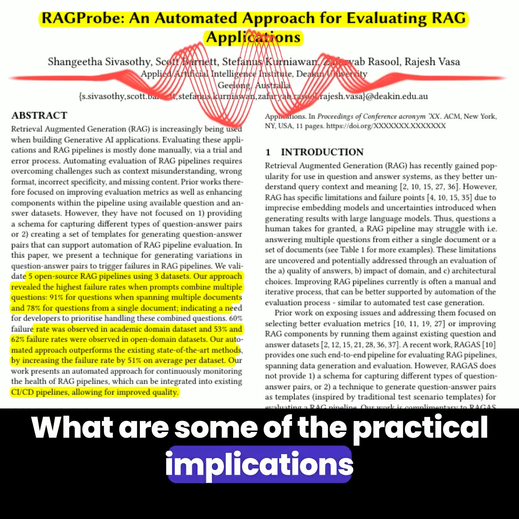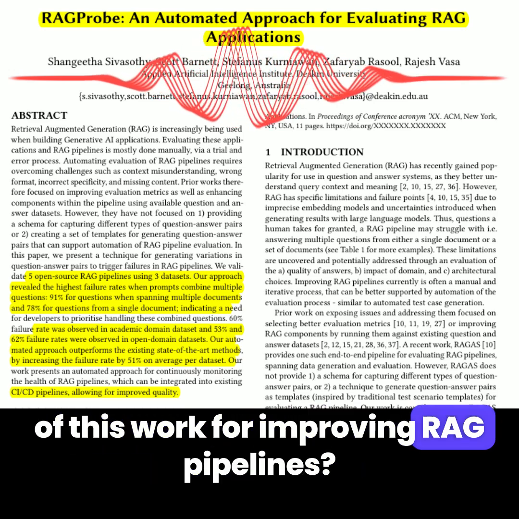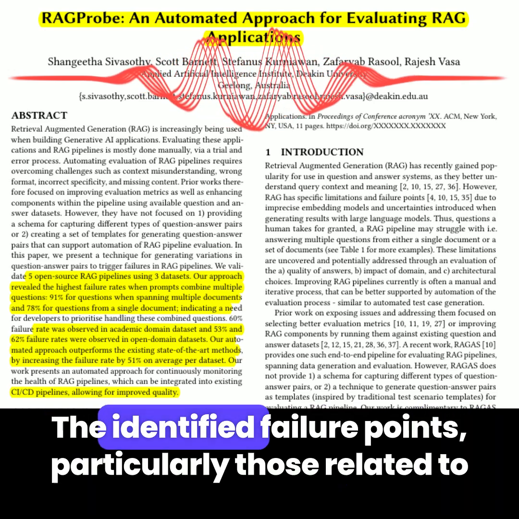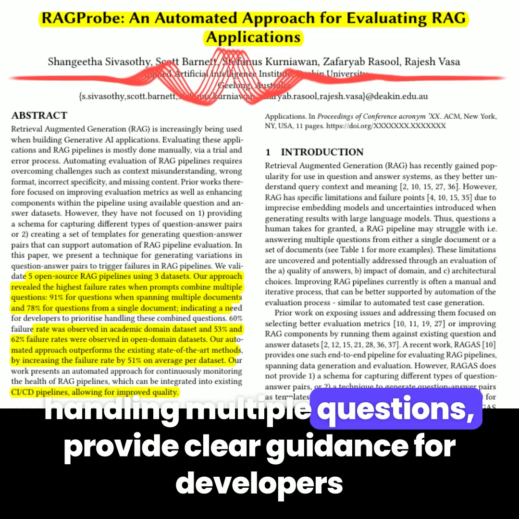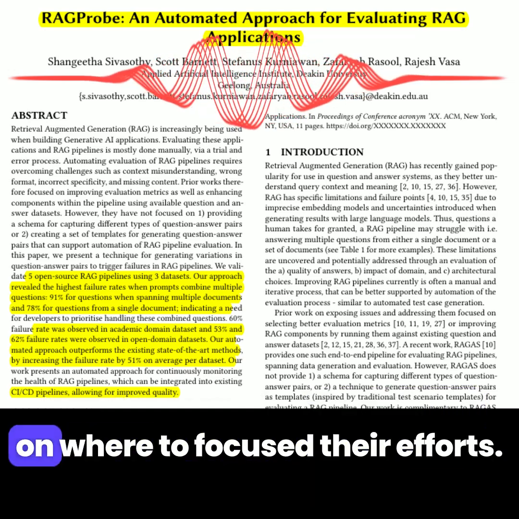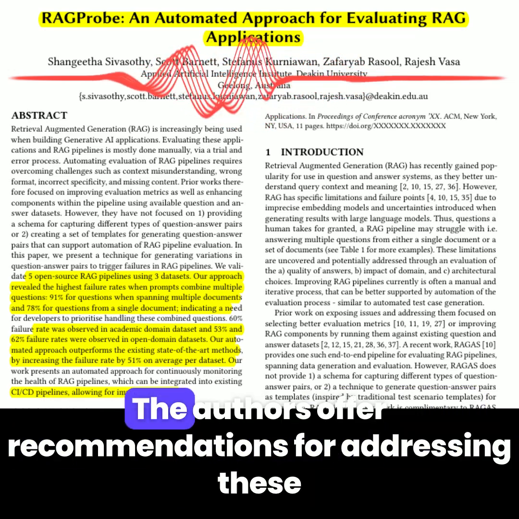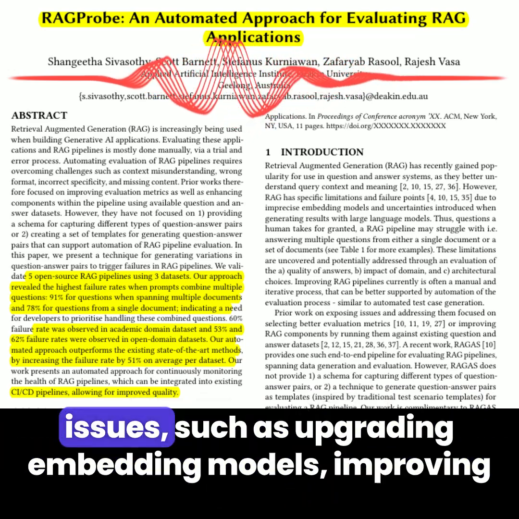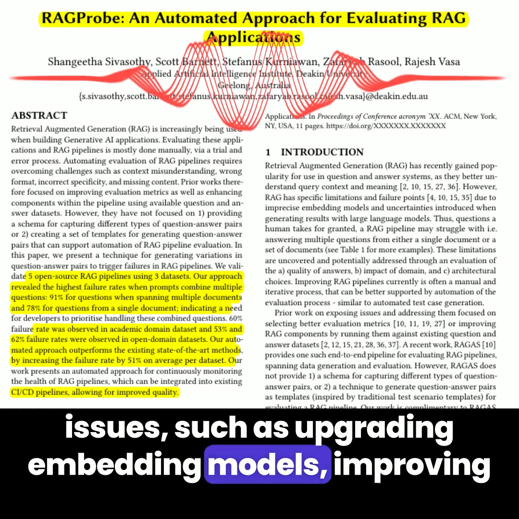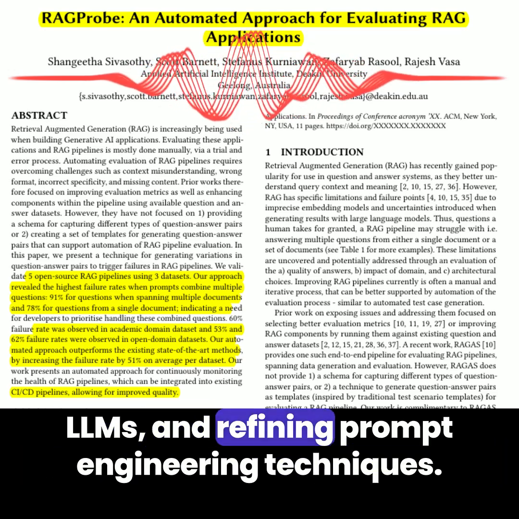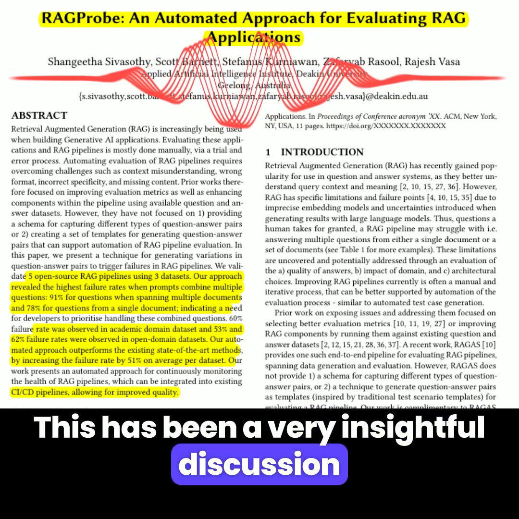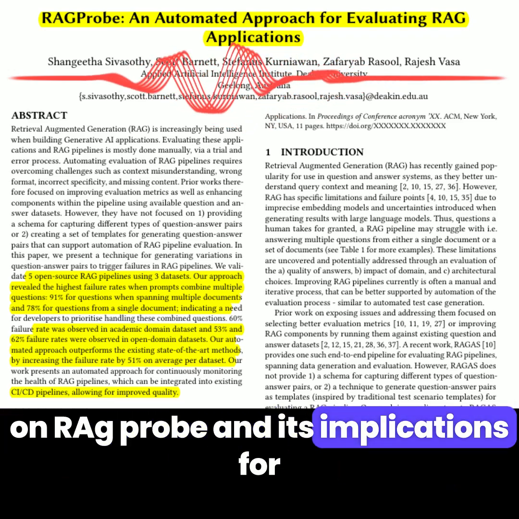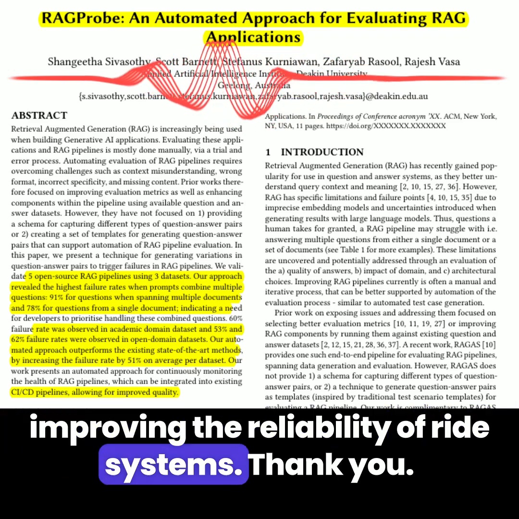What are some of the practical implications of this work for improving RAG pipelines? The identified failure points, particularly those related to handling multiple questions, provide clear guidance for developers on where to focus their efforts. The authors offer recommendations for addressing these issues, such as upgrading embedding models, improving LLMs, and refining prompt engineering techniques. This has been a very insightful discussion on RAGProbe and its implications for improving the reliability of RAG systems. Thank you.